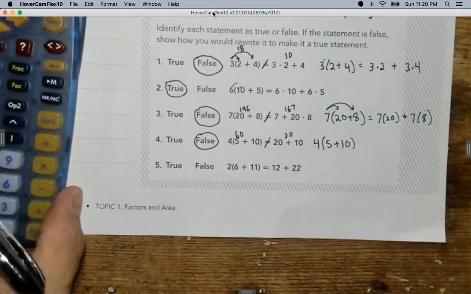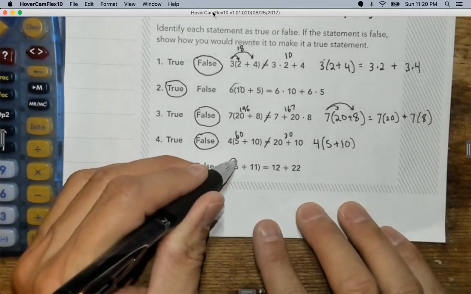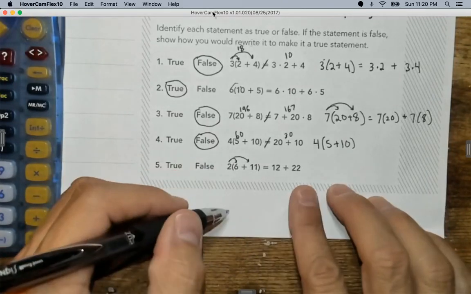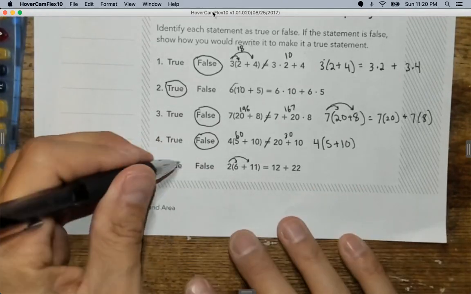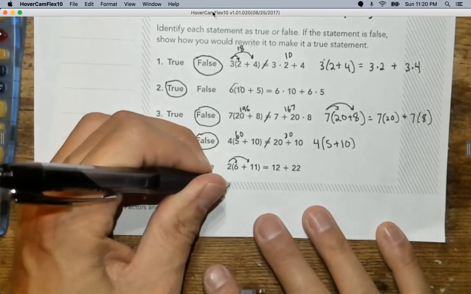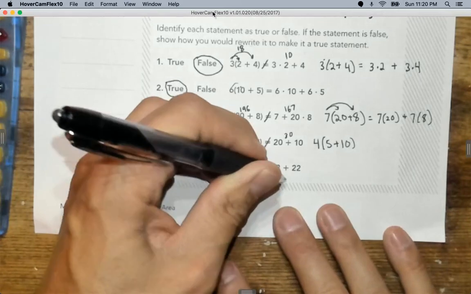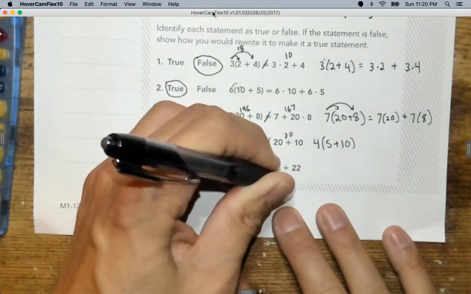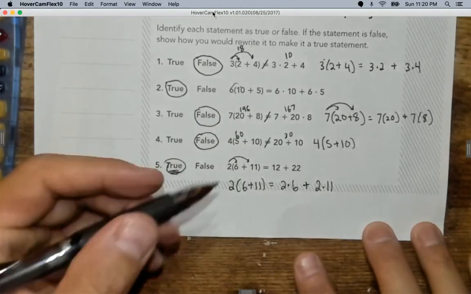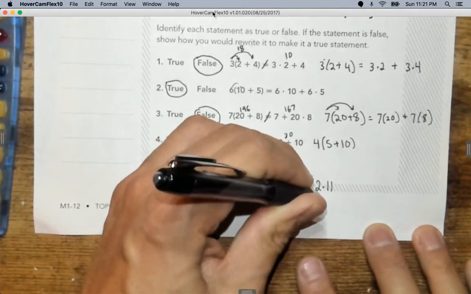This last one has 2 times 6, which is 12, plus 2 times 11, which is 22. This one's a tricky one. I would almost say true here, but I would show it a little differently. So I would have 2 times the quantity of 6 plus 11. Over here, I would show 2 times 6 plus 2 times 11. And so they kind of skipped a step. So on both sides, the next step would be 12 plus 22. And then after that, 12 plus 22 is going to be 34.